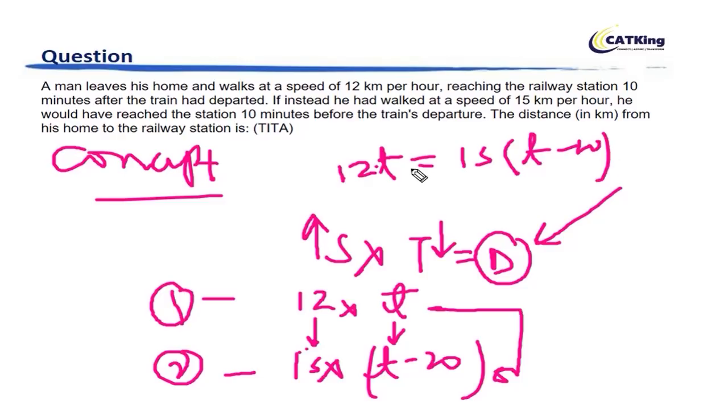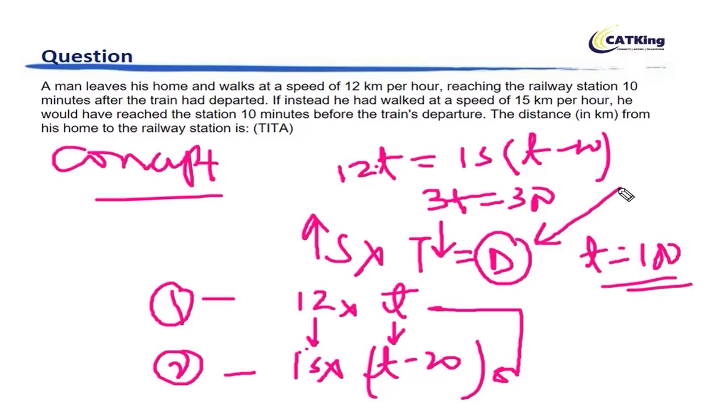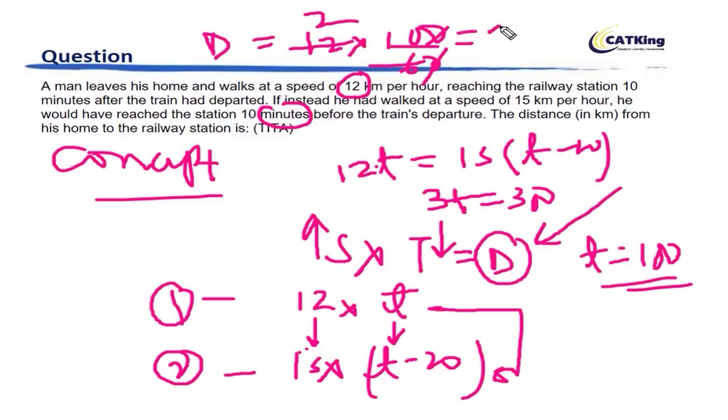Now if I solve this, this becomes 3t is equal to 300, and therefore t is equal to 100. Now you have to understand this time is in minutes, right? So you have to get the distance. So distance will be speed into time. So speed is 12 km per hour and time is 100 upon 60 hours. So this becomes 2 here. So distance is 20 kilometers, right?